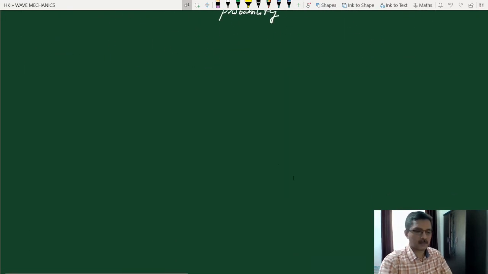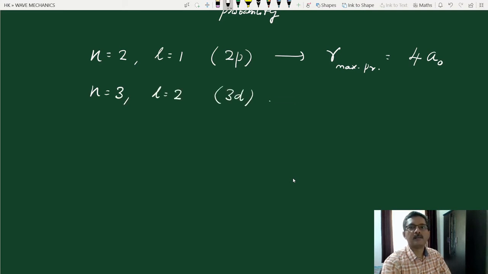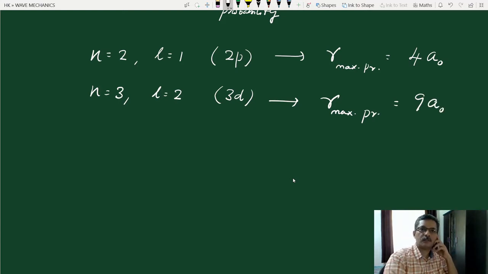If you repeat this calculation, I am just quoting the result. For n equal to 2 and l equal to 1, that is the 2p state, you will see that the radial distance of maximum probability is exactly 4 times a0. Similarly, n equal to 3, l equal to 2, that is the 3d state. Here also the most probable radial distance is 9 a0. So there is a correspondence here with the Bohr model.